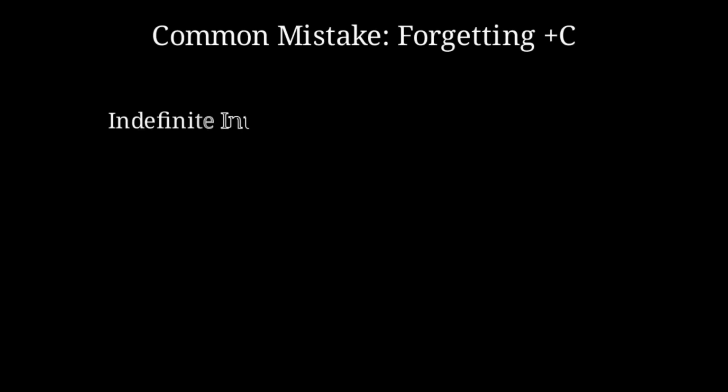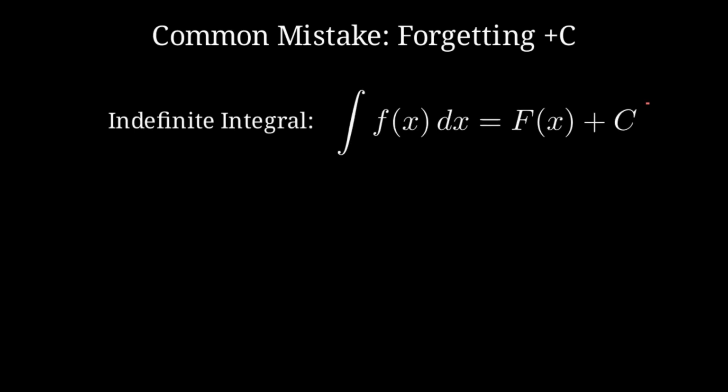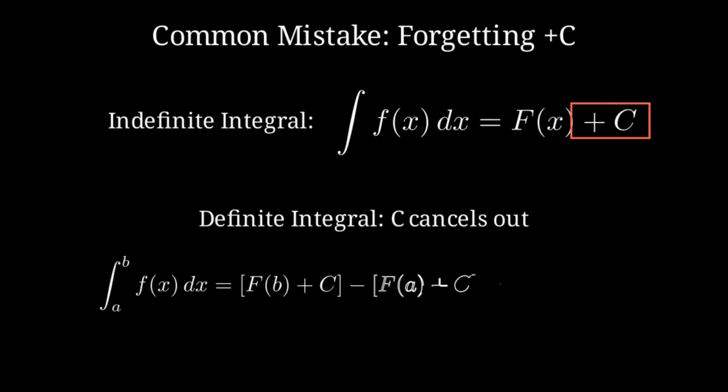A common mistake is confusing indefinite and definite integrals. When finding a general antiderivative, you must include the constant c. However, in a definite integral, c subtracts itself out, so we usually omit it during the calculation.